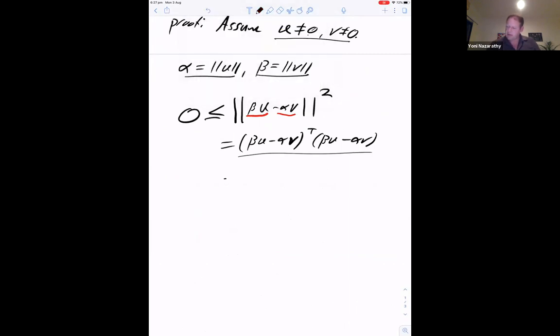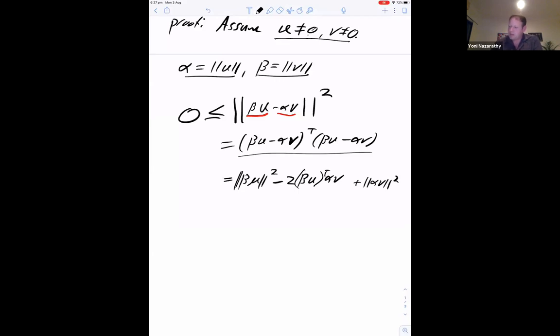And I'm going to have here the norm of beta u squared, with something in the middle, we'll get to that in a second, plus the norm of alpha v squared, minus 2 beta u transposed times alpha v. Let me write this precisely. Okay, that's what I've got.